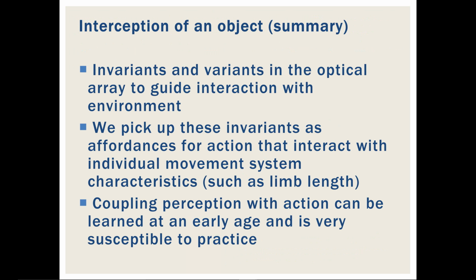So in summary, what can we say about that case study of how we intercept objects and what it says about how we use informational constraints? Well, first of all, invariants, mostly, and some variants in the optical array change how we are going to intercept an object. And so invariants and variants in the environment are important. Specifically, we pick up those invariants and we use them as affordances, remember? We use them as affordances for action.